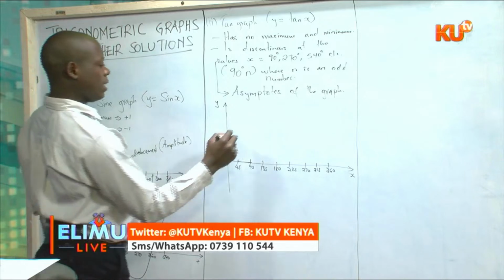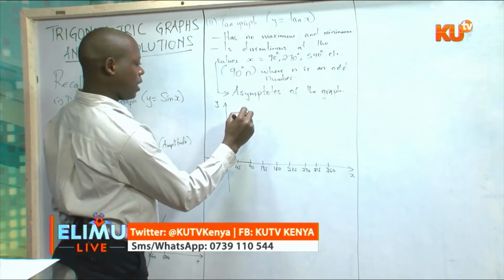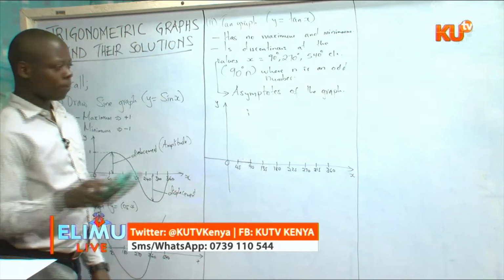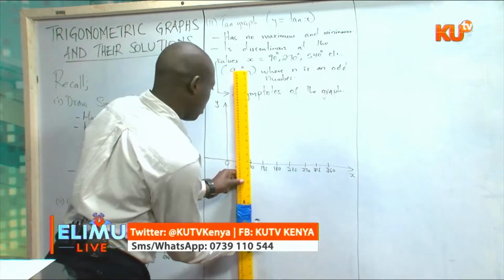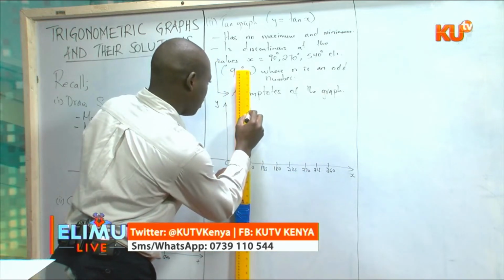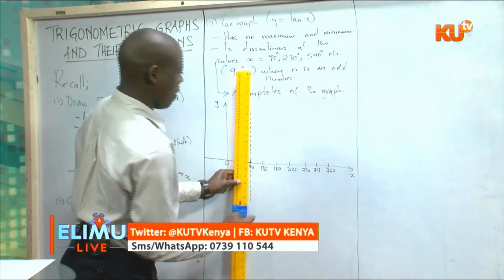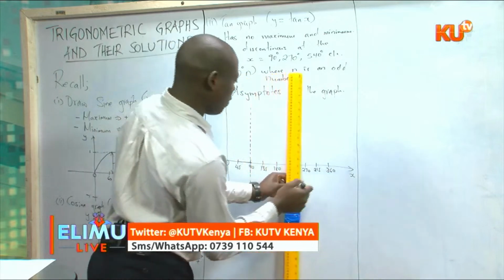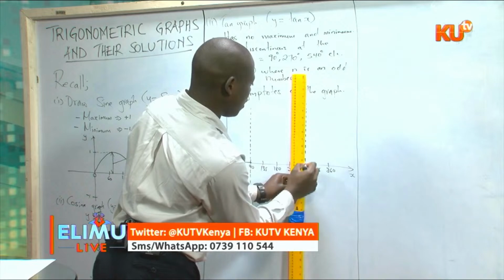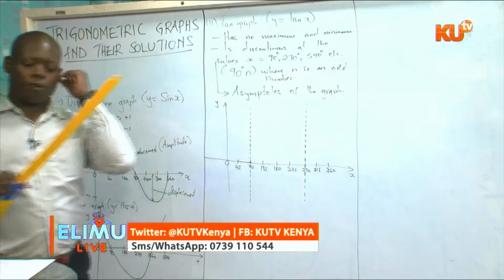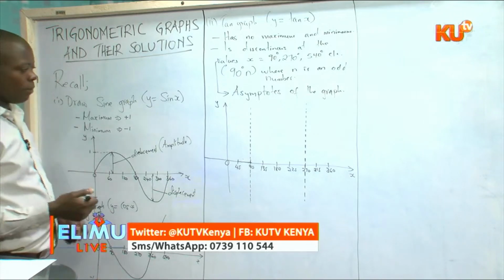So at 90, the graph is asymptotic. So we represent that using a dotted line. We draw that using a dotted line. It has to be straight to illustrate the asymptotes. Again, at 270, the graph is asymptotic. So we shall draw again a dotted line. And if the graph will continue up to 540 degrees, we shall as well draw the asymptote.